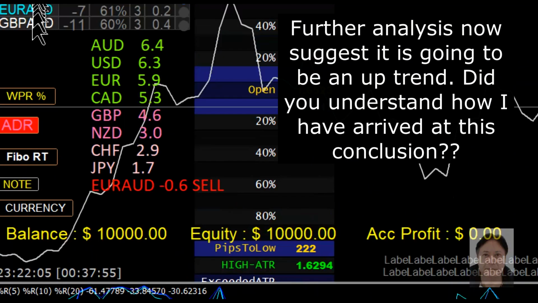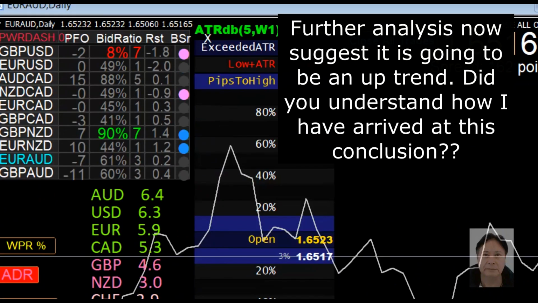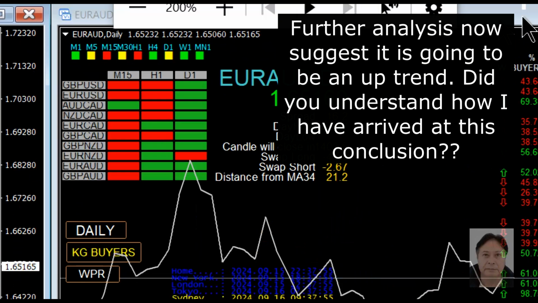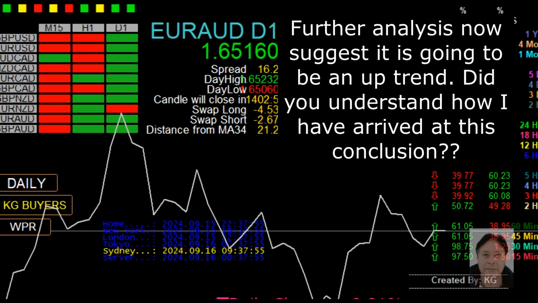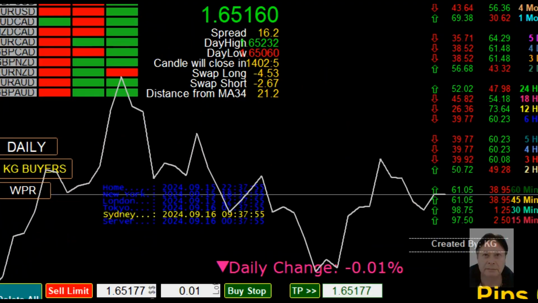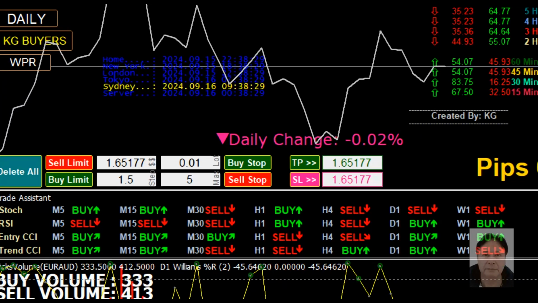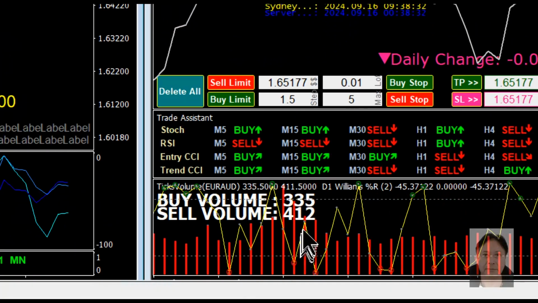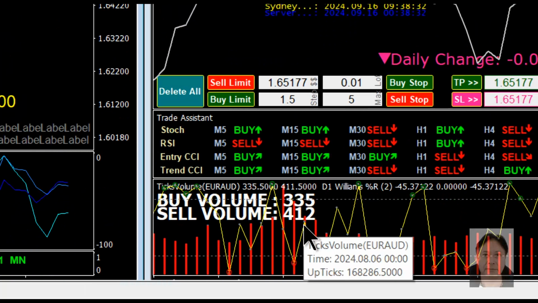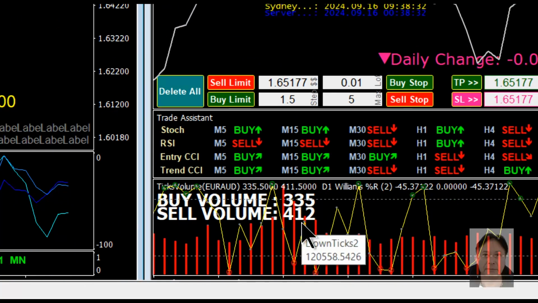Right. So now you know how I analyze the trend and make a decision whether to buy or sell. And there's another indicator here. It's only 1%. Okay, that's the daily change. And what about the volume? The volume says 413, and the upper volume is at 335. So there's not much in it, is there? Not much in it.